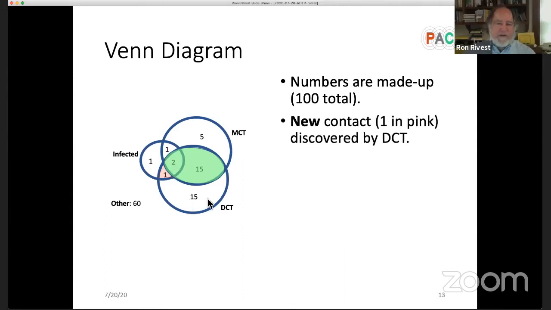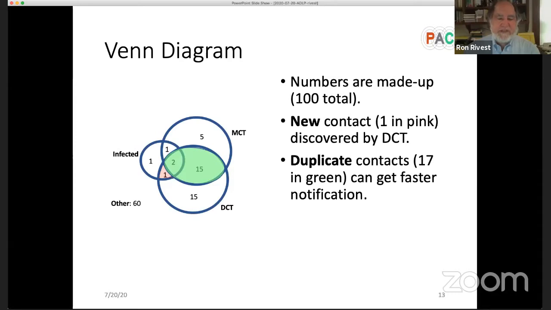And the key point here is that digital contact tracing is discovering a new contact. There's one person, the person in pink here, discovered by digital contact tracing. And that's a benefit that we didn't have with manual contact tracing. That person was not found. That person can be advised to quarantine and stay off the street. The green section corresponds to people that are found both by manual contact tracing and digital contact tracing. There's 17 of those, and they can get faster notification perhaps if the app tells them first: be careful, talk to your manual contact tracing folks. You've been alerted.